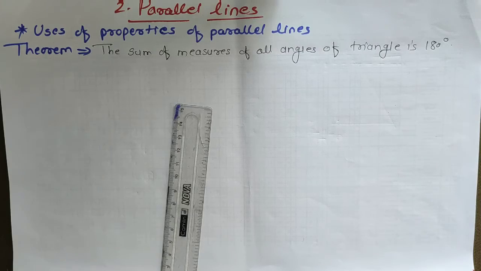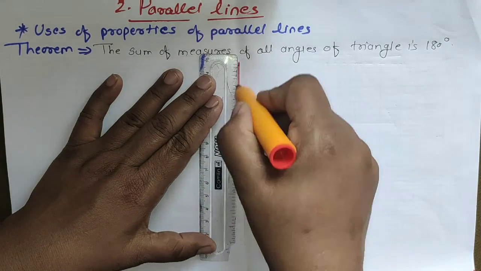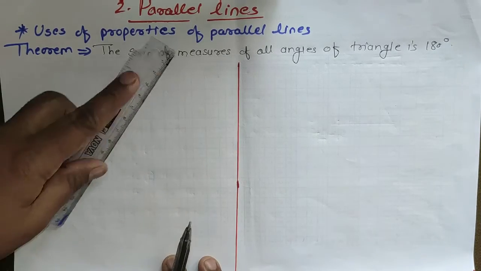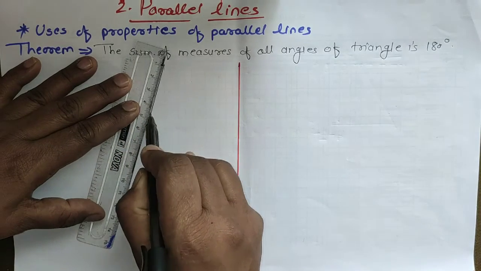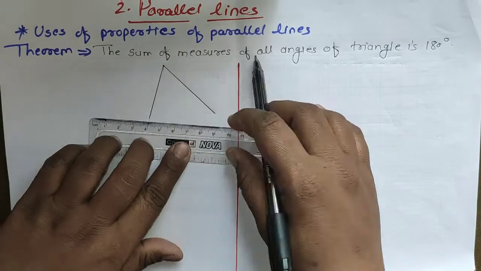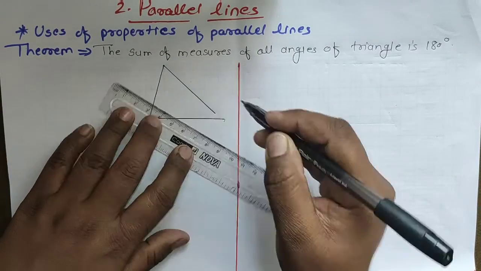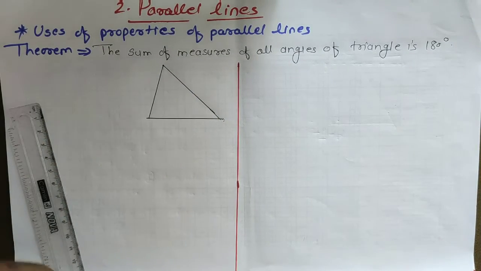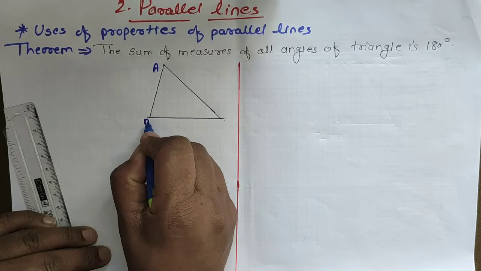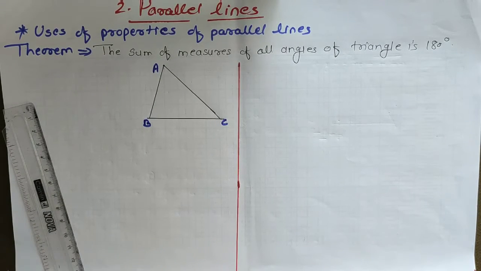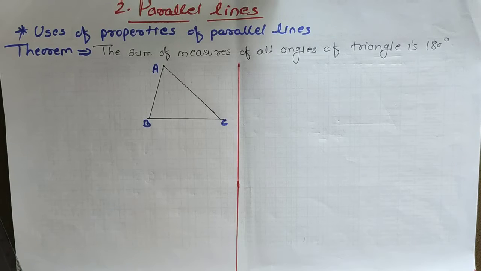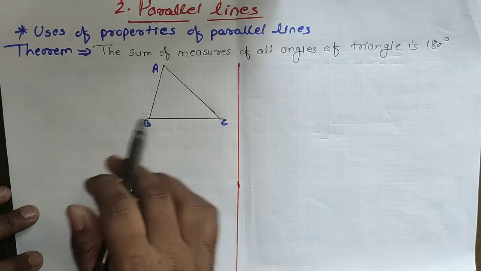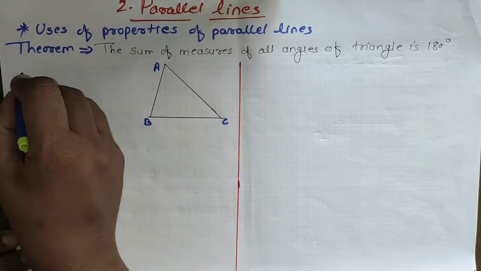So first of all, as per information, we will draw the figure. I will draw a triangle here. You can draw any triangle which you want. Here I am drawing an acute angle triangle, and this is my triangle ABC. I have to show that all angles, angle ABC plus angle BCA plus angle BAC, is equal to 180.